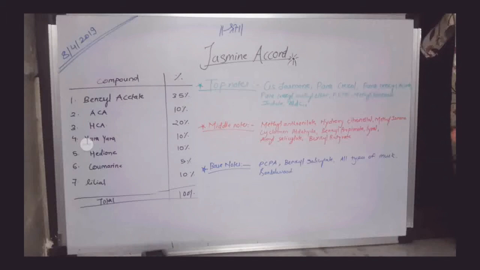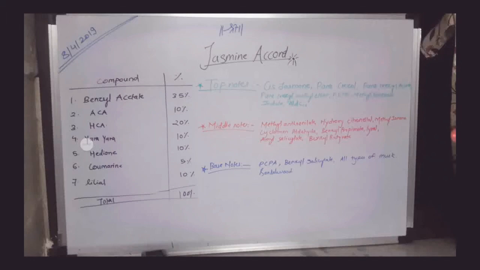First we will see what we can add in the top note. Cis-jasmone is there, paracresol is there, paracresyl acetate we can also add, paracresyl methyl ether, PEME, that is also another ingredient, methyl benzoate, indole and C16. Now you will be confused about why we are adding indole. Indole gives you the animalic note, so you need to add it in traces, a little bit, otherwise it will make your blend animalic.